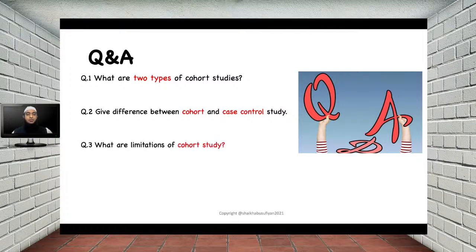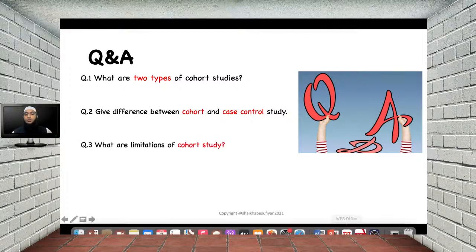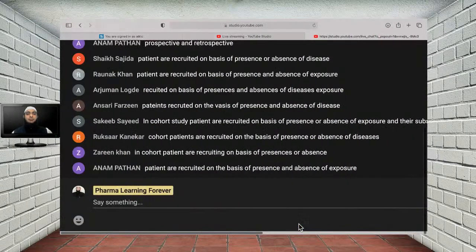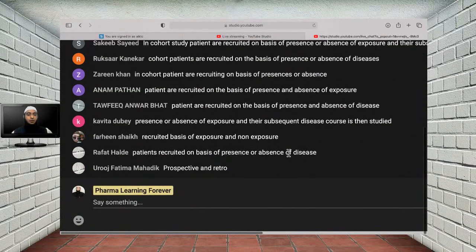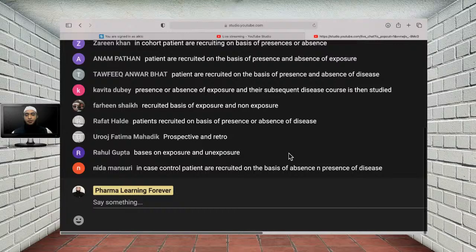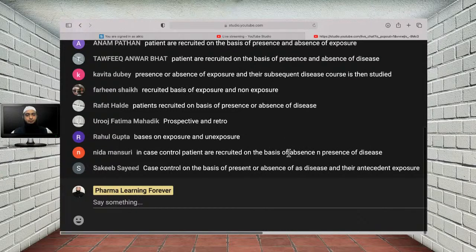My last question is, what are the limitations of the cohort study? What are the limitations of the cohort study? Now let's see who gives the answer. Limitation of cohort study. Yes, I am waiting for your answer in the chat box.